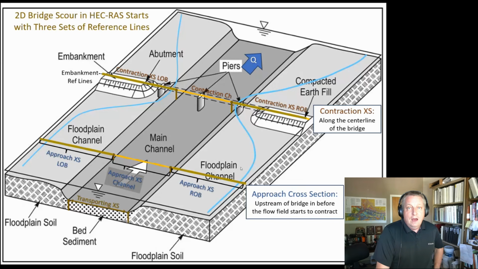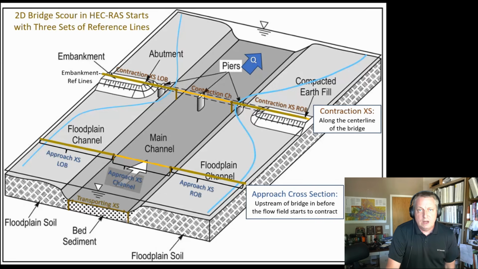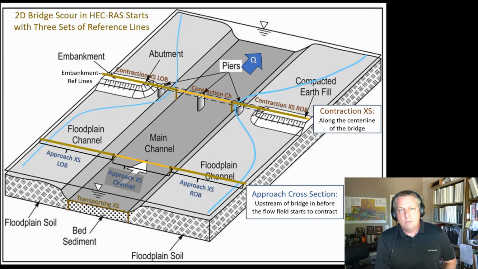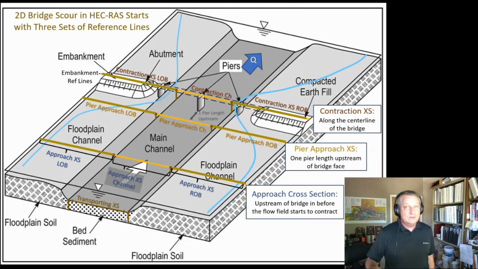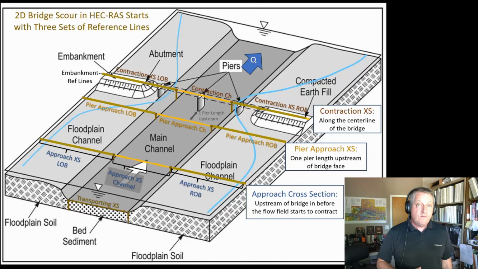And this is different if you used to do 1D, because for 1D, we used the same cross-section for both of these, but you need a third cross-section, which we call the Pier approach cross-section. Again, this is where the language gets a little bit confusing because you have two approach cross-sections. You have an approach cross-section and then a Pier approach cross-section. We only use this for Pier Scour, and it is 1 pier length upstream. And so you have these 3 cross-sections or 9 reference lines.